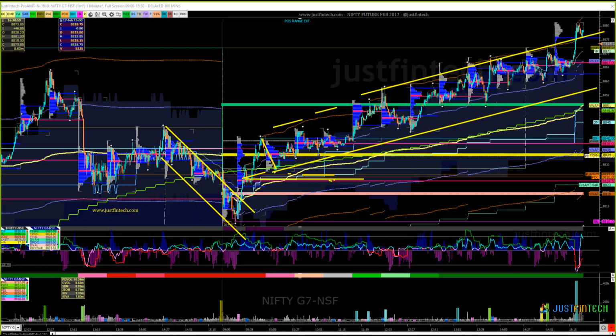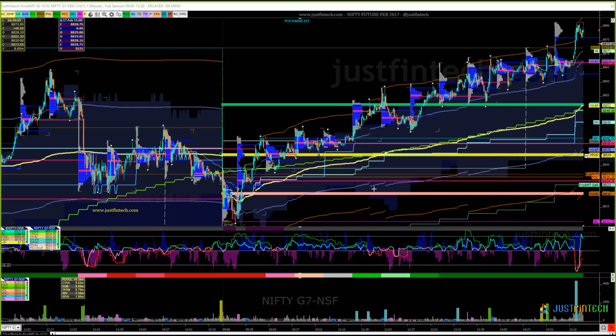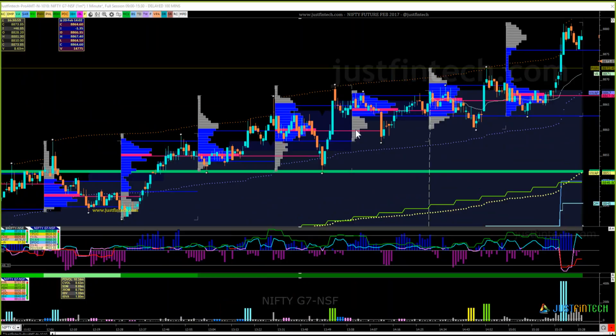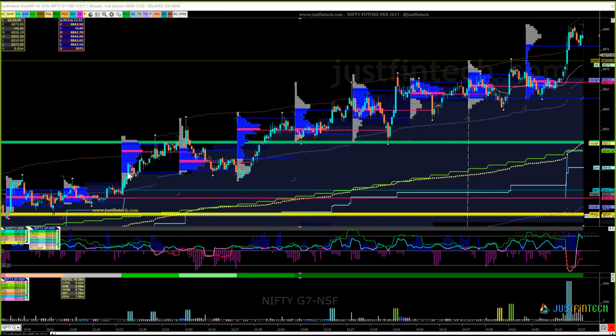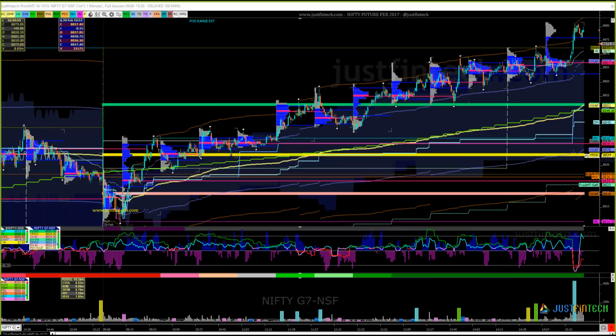Now spikes coming in during the day. Let's see what happened in those spikes. So this is the first spike coming in above the initial balance high. So any first spike coming in and retracing back is a sign that it wants to go up. Again a second spike coming in at the previous day value area high, but none of these spikes are able to push down and break the spike low.